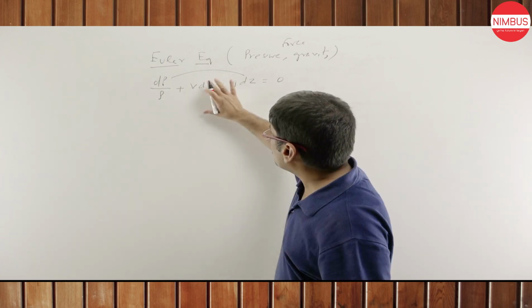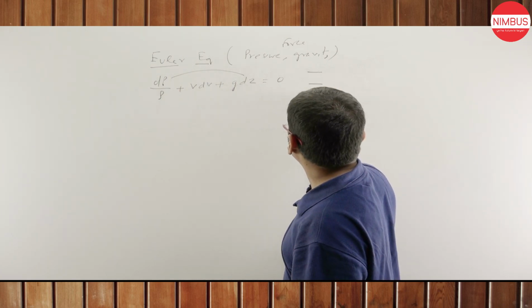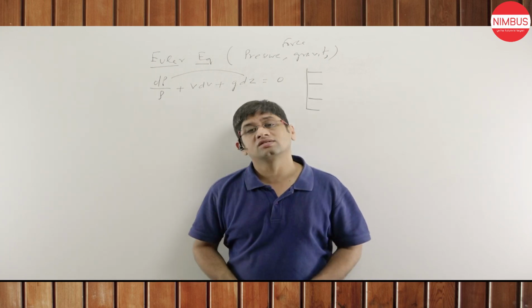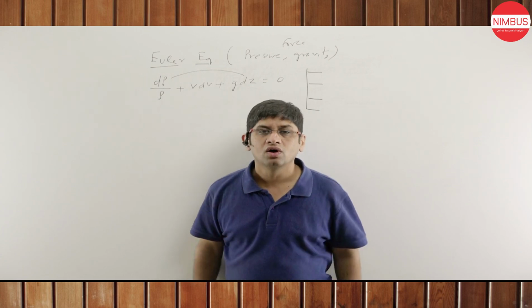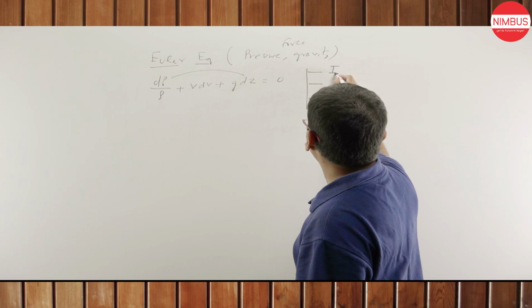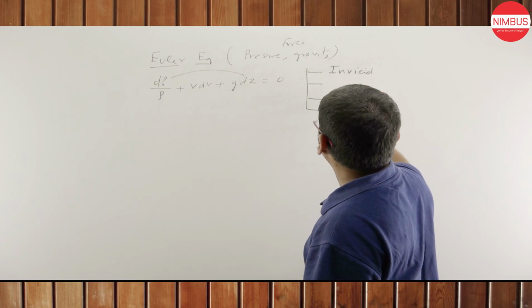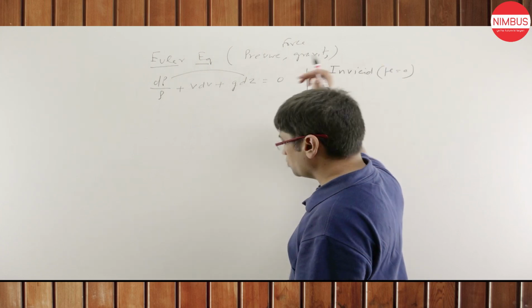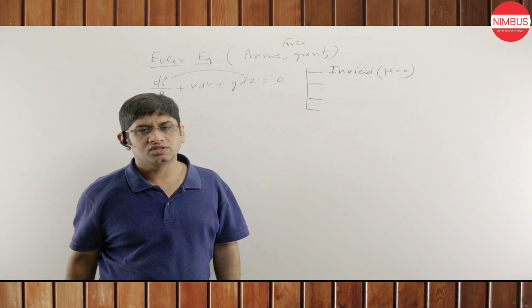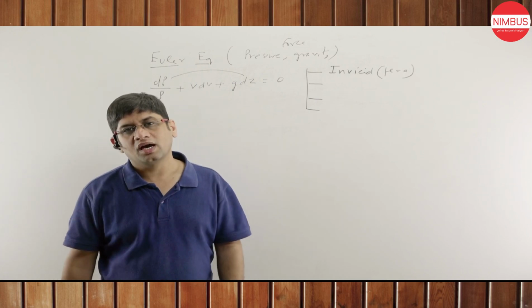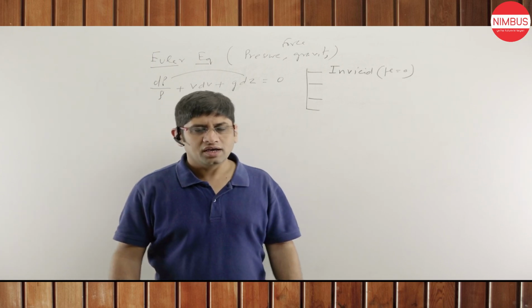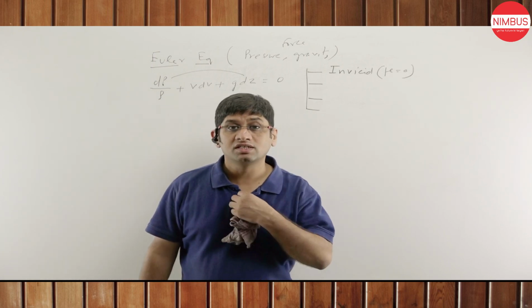Now, when we derive the Euler equation, there are some assumptions, and these four assumptions are true for the Euler equation and for the Bernoulli equation also. What are these four assumptions? Number one, fluid is inviscid. Inviscid means the viscosity of the fluid is 0. That is ideal fluid. There is no fluid which has 0 viscosity, but we assume the ideal fluid to have 0 viscosity, and such fluid is called inviscid fluid.